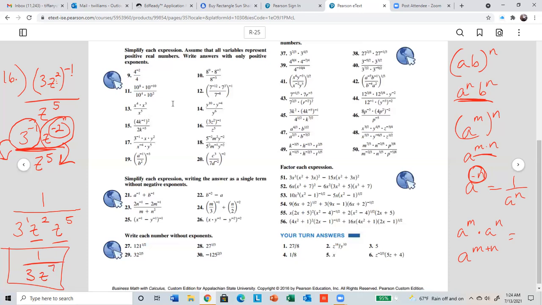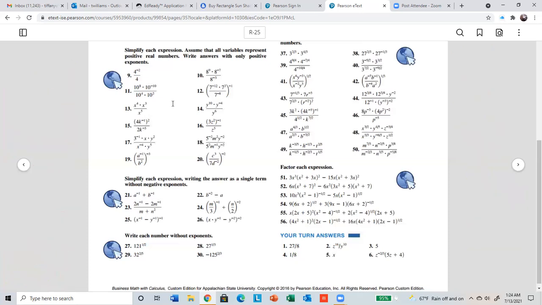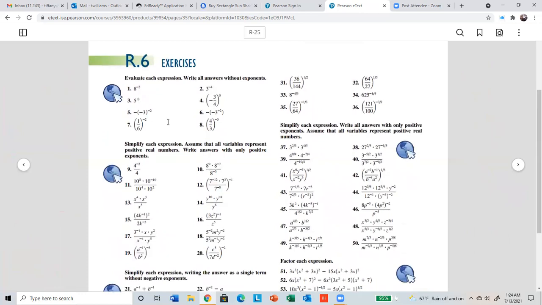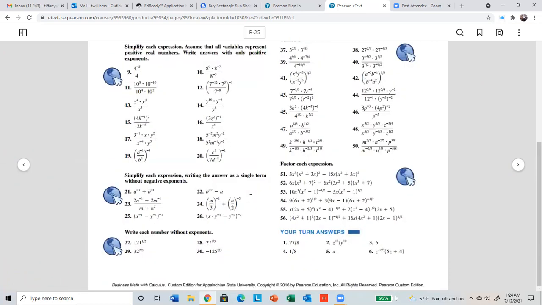Let's switch gears here. So many rules and so little time. I want to look at, let's do number 32. No, I'm going to back up. Let's do number 24. There we go. So we're going to simplify each expression, writing the answer as a single term without negative exponents.